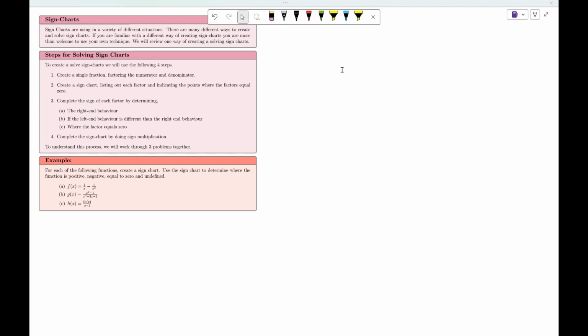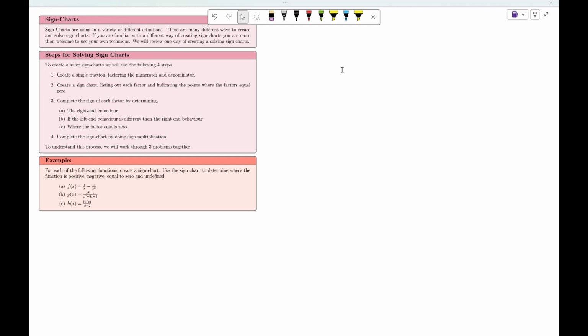Now, sign charts are well used within mathematics, so much so that there's many different ways to create a sign chart. If you know a way of making a sign chart that you are comfortable with, stick to that method. You don't need to learn a new method to create a sign chart. If you are new or unfamiliar with sign charts and would like to learn a way to solve a sign chart, this is a technique that you can use.